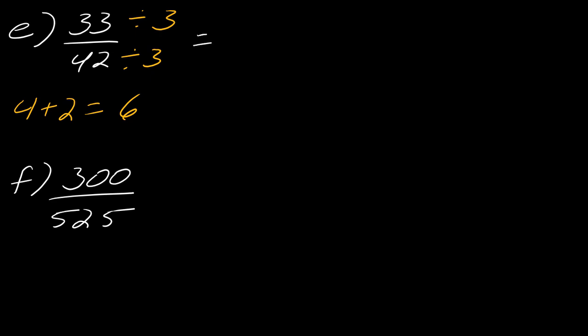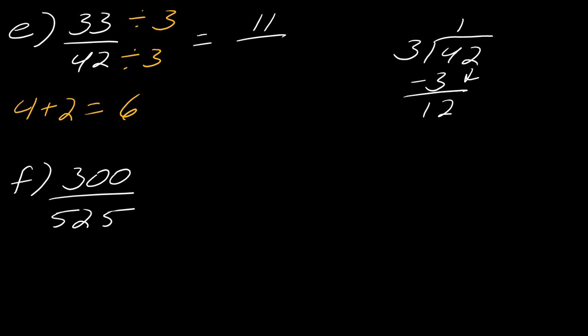Now, 33 divided by 3 is 11. For 42 divided by 3, I'll just do the hand calculation real quick in case you can't do that in your head. So I can take 3 into 42. 3 goes into 4 once. I can subtract off the 3, bring that 2 down. 3 goes into 12 4 times, so this will simplify to 11 over 14.